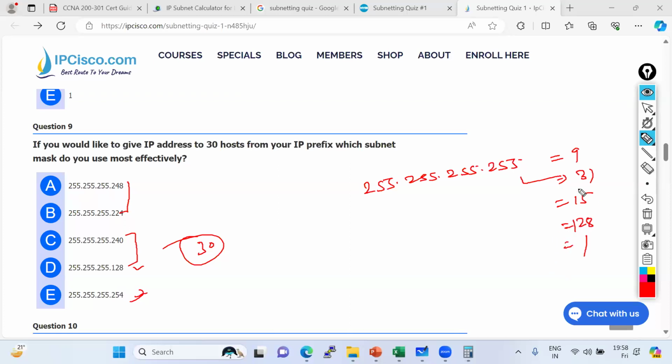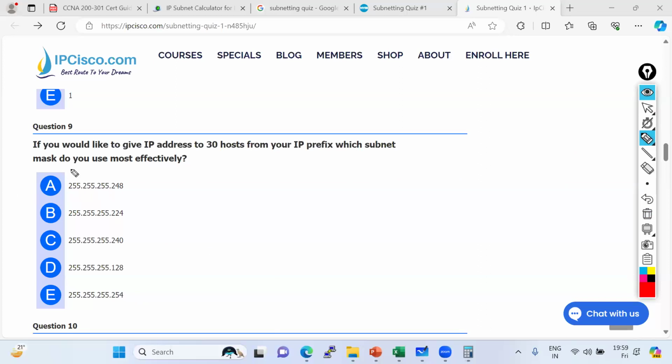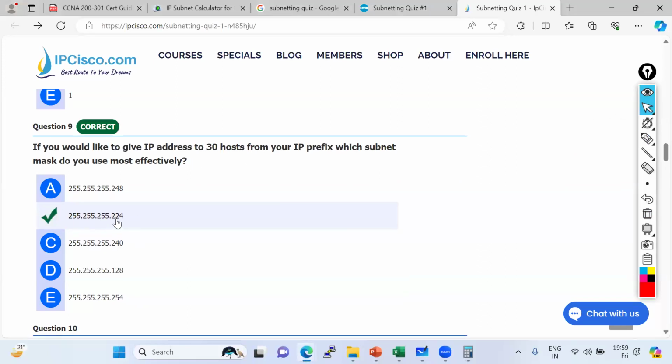So most likely you have to use 224. Yes, that should be correct. If you would like to give IP addresses to 30 hosts from your IP prefix, which subnet mask do you use most effectively? That means the full subnet mask is 255.255.255.224.